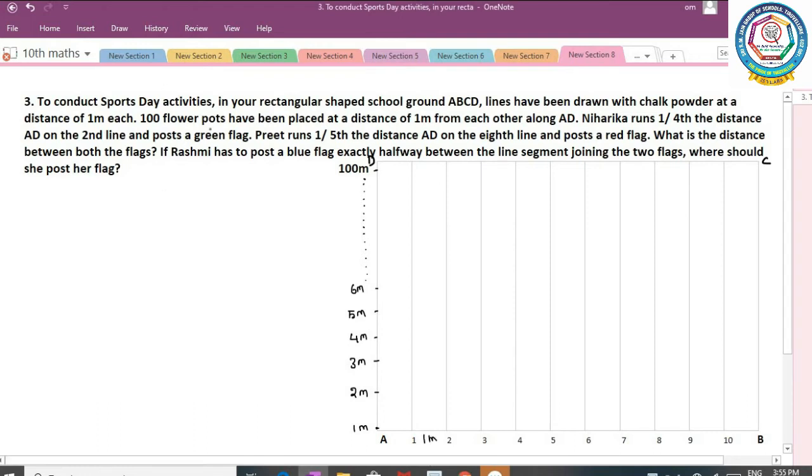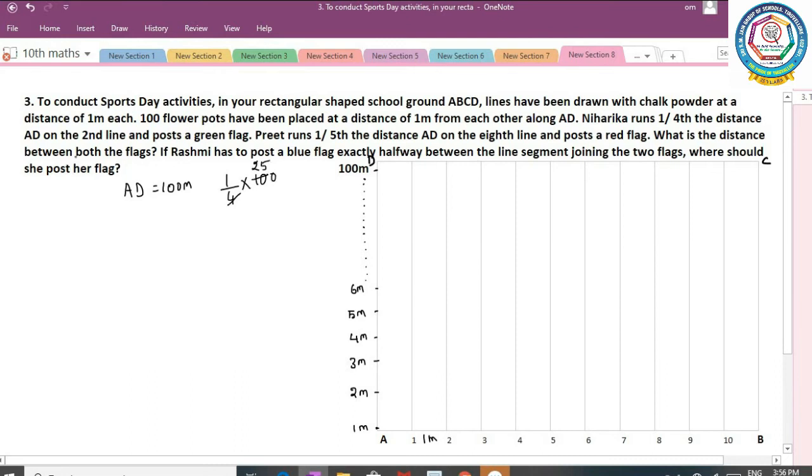Then 100 flower pots have been placed at a distance of 1 meter from each other along AD. So the AD distance is 100. At each distance they are keeping 1 flower pot. Niharika runs 1/4 of the distance AD. So what is the AD distance? AD equals 100 meter. So Niharika runs 1/4 of the distance, that is 1/4 of 100.